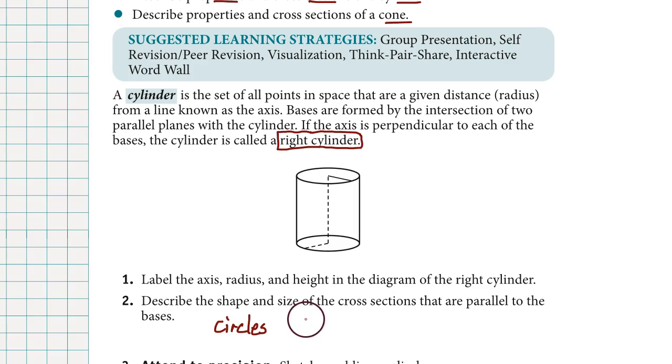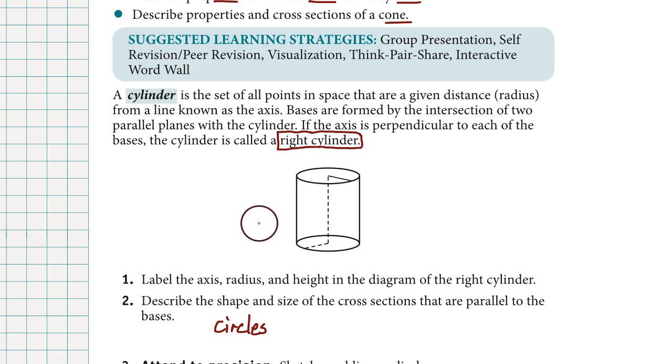One of the vocab words from yesterday was cross-section. If you slice through a cylinder parallel to the bases, the cross-sections are also circles. Now the first thing we're asked to do is to label the axis.